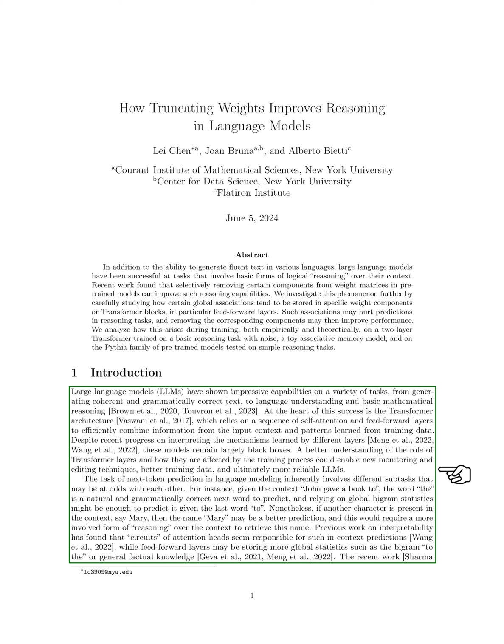Predicting the next word in a sentence involves different challenges. For example, if the context is, "John gave a book to," predicting "the" as the next word is straightforward based on common patterns. However, if another character like Mary is introduced, predicting "Mary" requires more complex reasoning. Previous research suggests that attention heads in the model are responsible for such in-context predictions, while feed-forward layers focus on broader statistics like common word pairs or general knowledge.